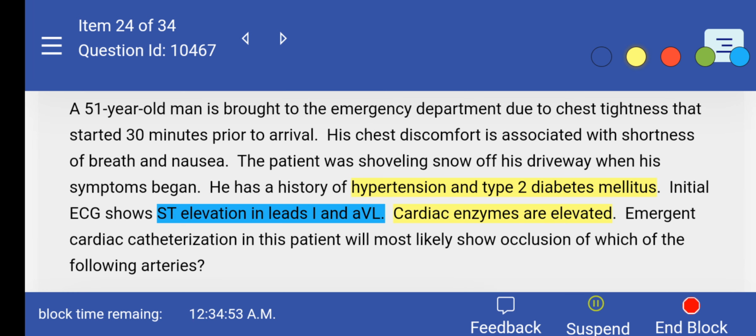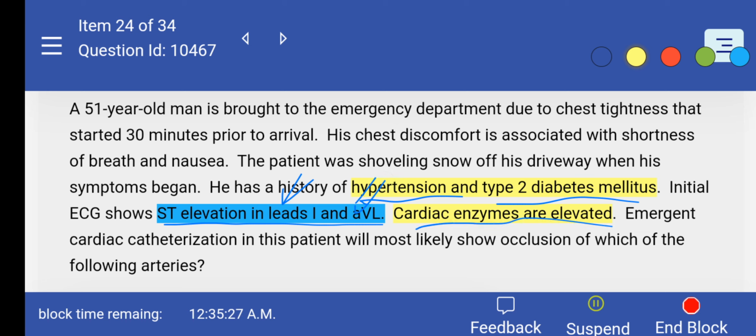Okay. In question number 24, a 51-year-old man is brought to the emergency department due to chest tightness that started 30 minutes prior to arrival. His chest discomfort is associated with shortness of breath and nausea. The patient was shoveling snow off his driveway when his symptoms began. He has a history of hypertension and type 2 diabetes mellitus. Initial ECG shows ST elevation in lead 1 and aVL. Point to be noted. I would talk about that.